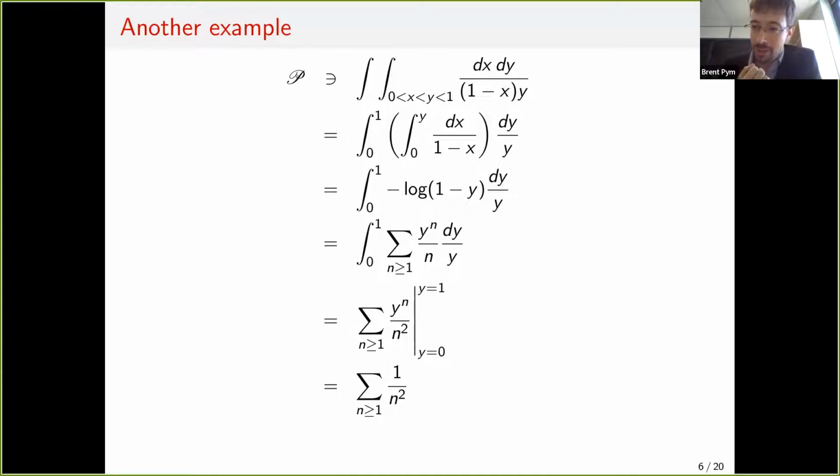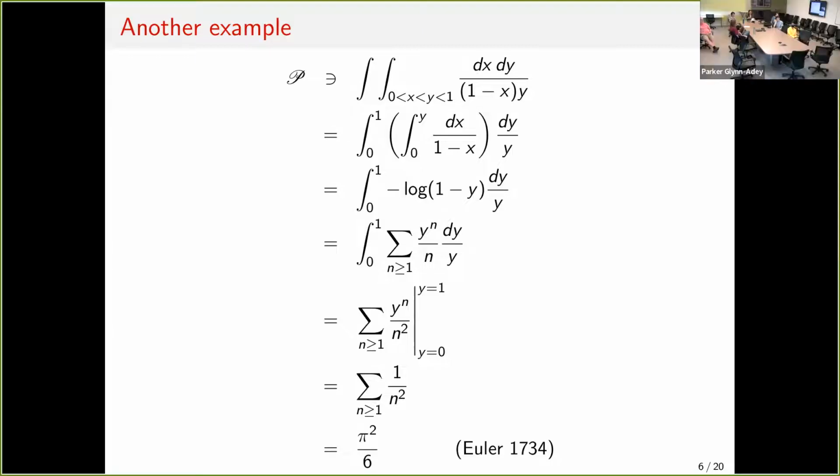Does somebody know the answer? What is the sum of this series? Pi squared over 6, yes. Famously, Euler proved this in the 18th century. Maybe it's not so surprising now that this is a period because we already knew that pi was a period. But anyway, I think what's interesting is the method which you use to get to this answer, converting this integral into an infinite series.